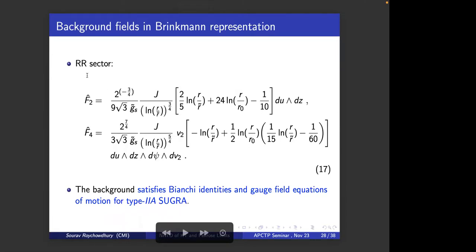And that was the NS sector, and this is the RR sector. As I just said, the F0 goes to 0, but we have a contribution from F2 and F4, and these are the background fields for the RR sector at the pp-wave limit in terms of the Brinkmann representation. Here also you can see that all the fluxes, meaning F2 and F4, have a leg along the U direction. This ensures that these are null fluxes. So these backgrounds satisfy whatever we have checked in our paper. The background satisfies the type IIA supergravity equations of motion and the Bianchi identity. So indeed, it is a solution of type IIA supergravity. However, there is still one missing piece about C3 and C5, which we need to fix now.